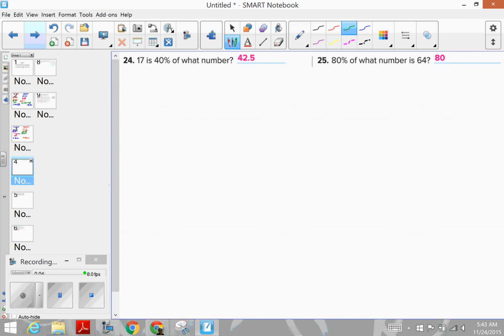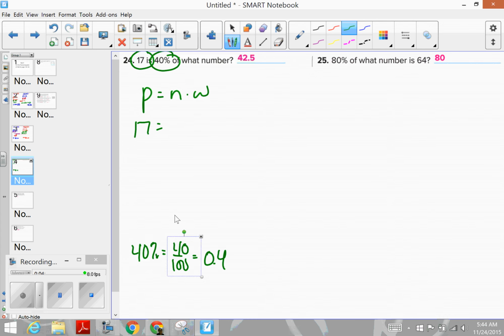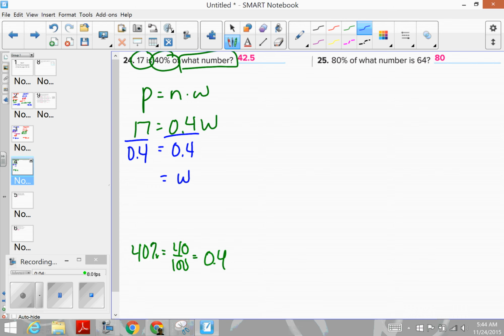Okay, here's another one. So P equals N times W. 17 is 40%. So 40% equals 40 over 100. That equals 0.4. So now we have 0.4 times W. Divide by 0.4 on both sides. So W is going to equal 17 divided by 0.4, 42.5.